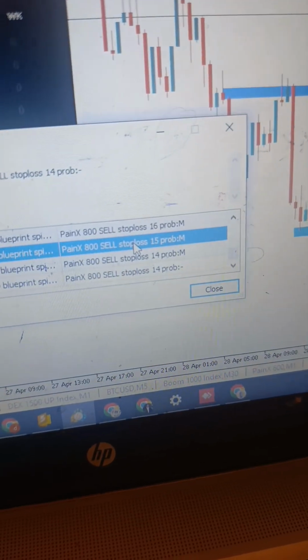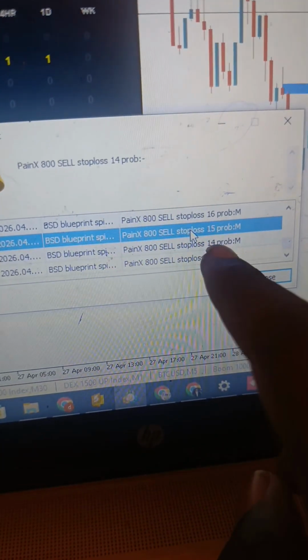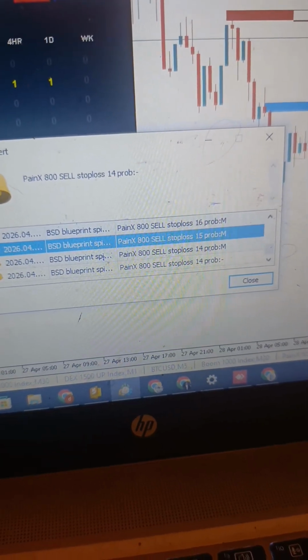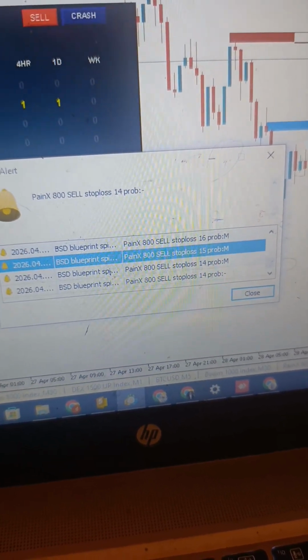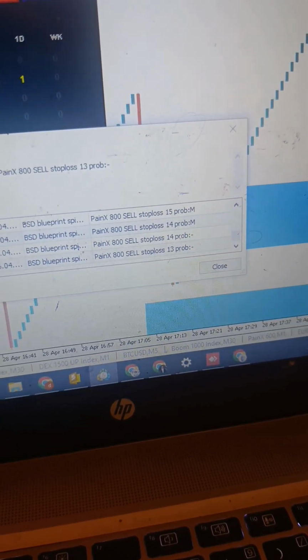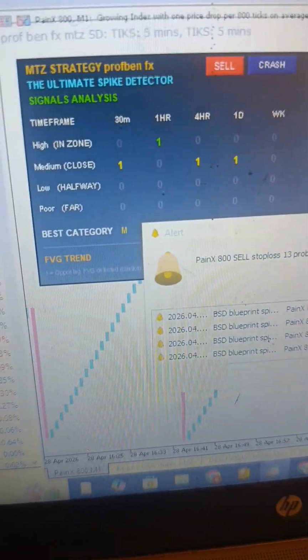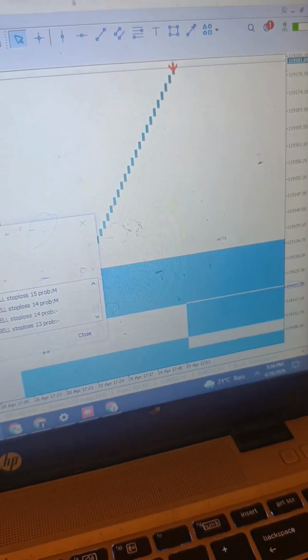And we can see clearly from the notification, the probability is M, medium probability. So again, if you get the BSD software, you understand how that affects high probability, medium, and low from the probability table. And lastly, apply risk management. Enter your trade.